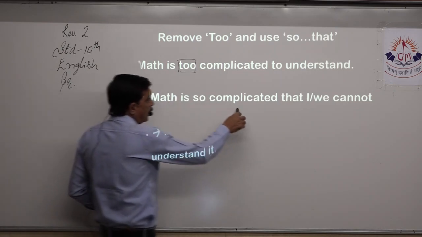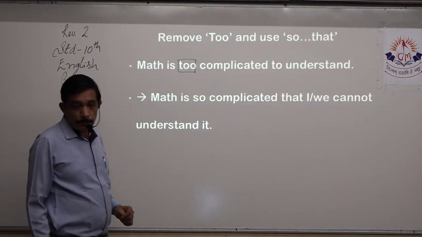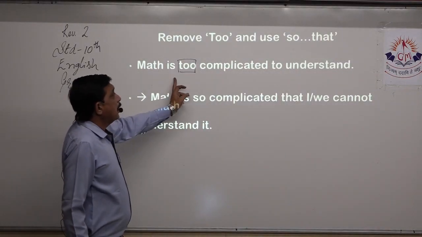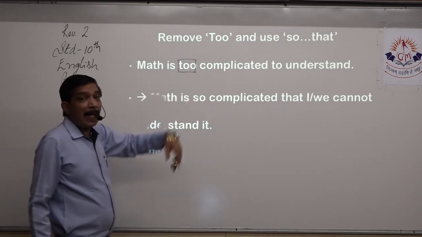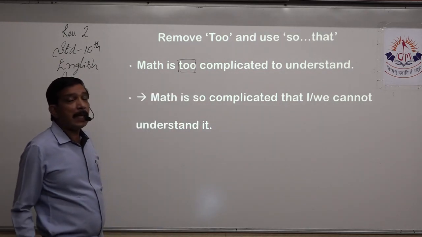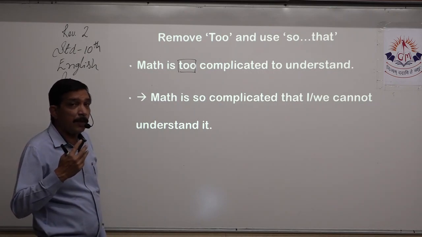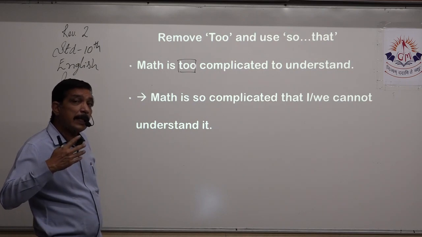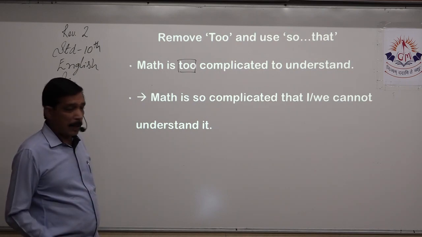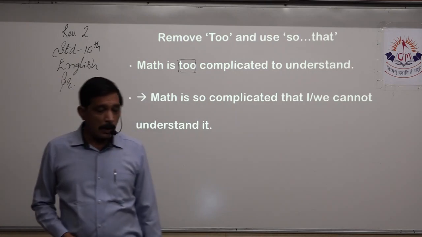Math is so complicated that I or we cannot understand it. Now, if we see here, can is not there. But the meaning over here is I cannot understand math, or it becomes very complicated for me. So math is so complicated that I cannot understand it.